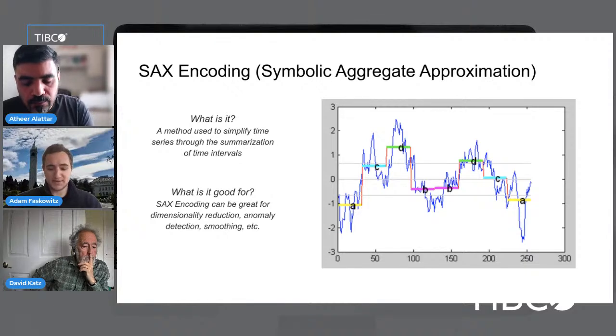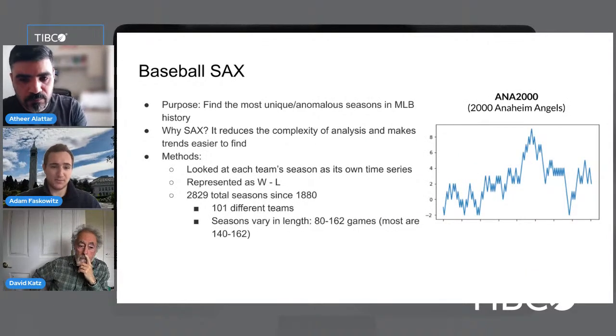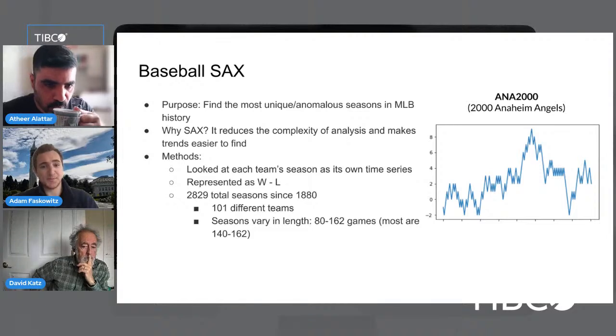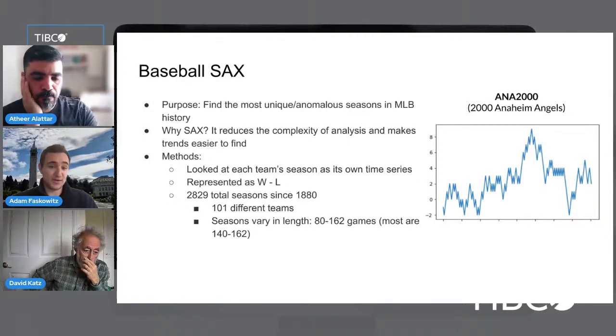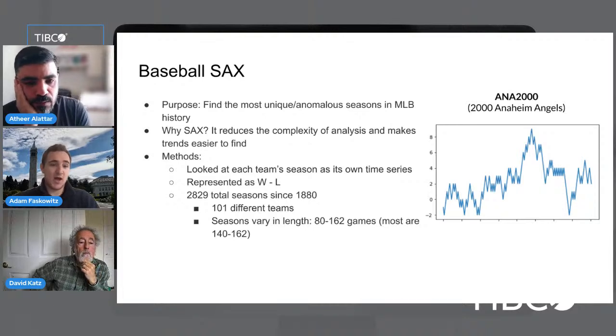Cool. So that's just a little bit on it. Now, hopefully we can understand this through looking at this one use case. What I set out to do is find the most anomalous or unique MLB seasons, so Major League Baseball, and see if I could find anything interesting. I used SAX because it's very good at reducing the complexity of that analysis and making those trends very easy to find.